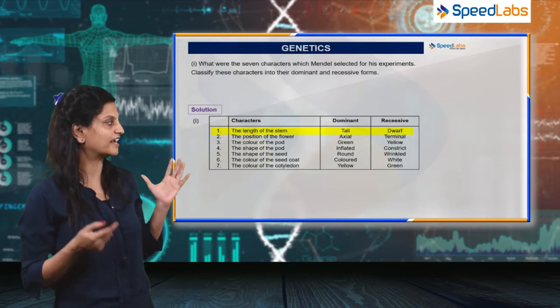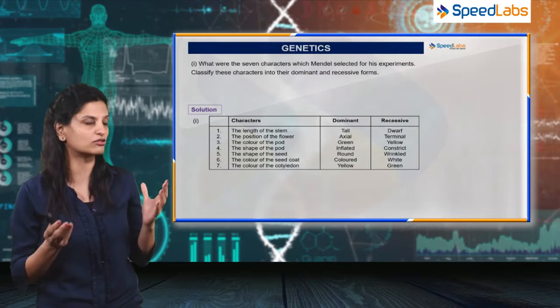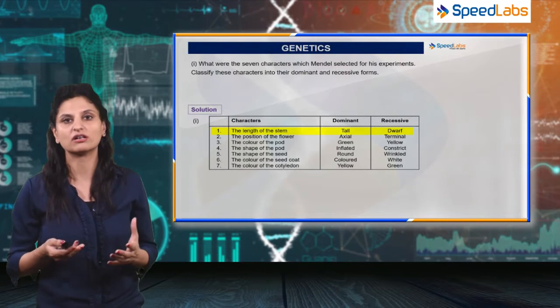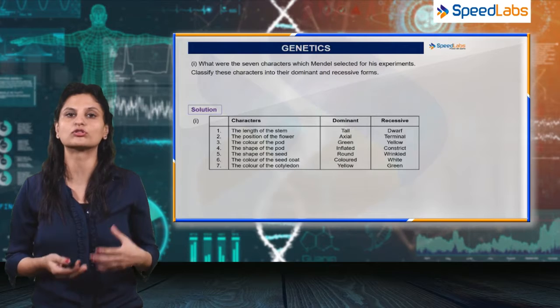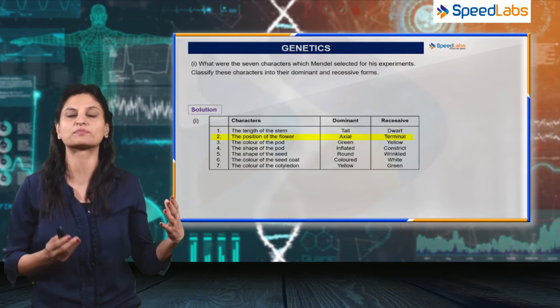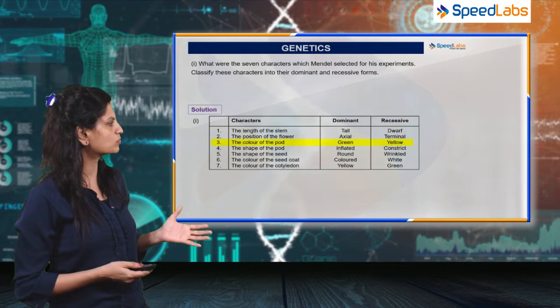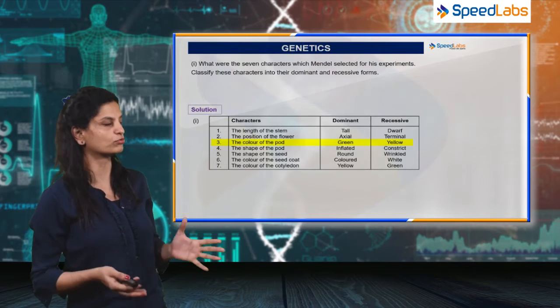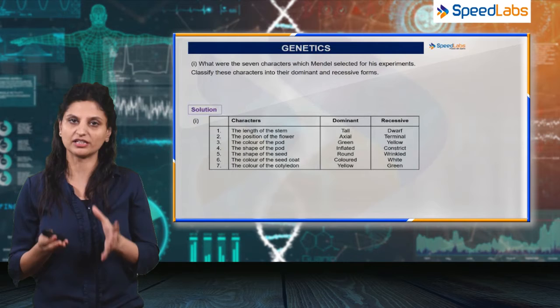He took the length of the stem, where there were 2 possibilities, tall and dwarf, while the tall was dominant over the dwarf. The second one was position of the flower. Again, over here there were 2 possibilities, axial when it is present at an angle and terminal when it is present at the tip. The third one was color of the pod or the fruit. Over here the green colored pod is dominant over the yellow color.